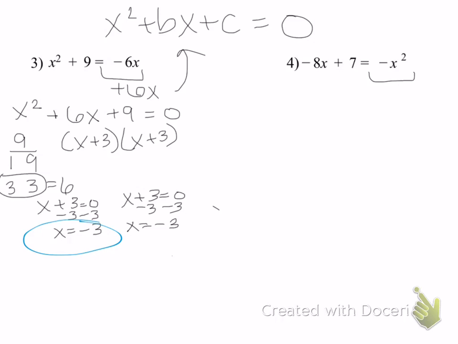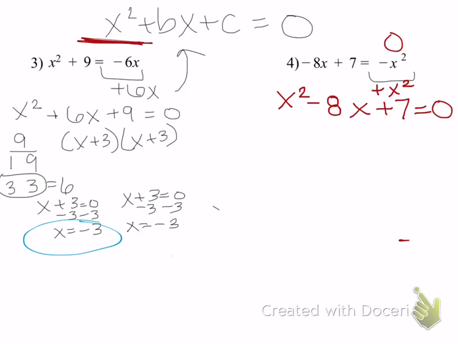All right, last one, number 4. Is it in the form of x squared plus bx plus c? No, it's not. We have to get rid of that negative x squared. We've got to make this a 0, so we move it to the other side. Because that's a negative, you do the opposite, which is adding, so plus x squared. And remember, our x squared has to go in front, so I've got x squared minus 8x plus 7 equals 0.